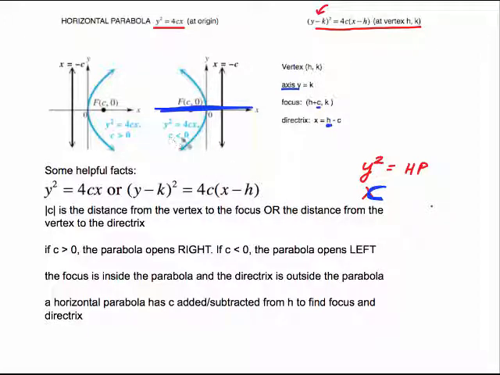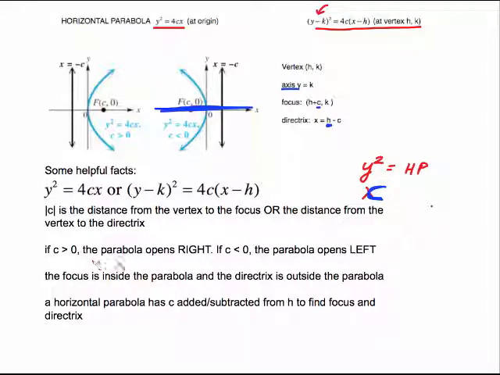Also, if c is less than 0, the parabola will face left. If c is greater than 0, the parabola will face right. It is the same thing as we had on the vertical parabola. The focus is inside the parabola. The directrix is outside. The directrix is a vertical line. So the absolute value of c is the distance from the vertex to the focus, or the distance from the vertex to the directrix. That's the same thing it was for the vertical parabola.